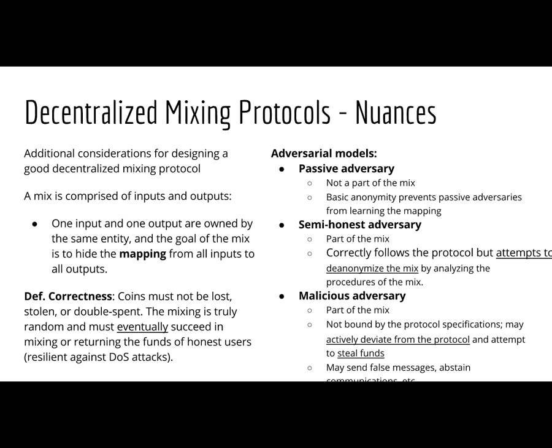Well, whenever you're designing a decentralized mixing protocol, there's a lot more nuance to it than just the standard anonymity properties that you want. So more formally, a mix is comprised of inputs and outputs. And remember that the goal is to hide the mapping from these inputs to the outputs. And there's also a definition of correctness as applied to a mix. And that's basically that coins can't be lost, stolen, or double spent, and that the mix must be truly random with no way for an attacker to bias the randomness or otherwise de-anonymize the mix.